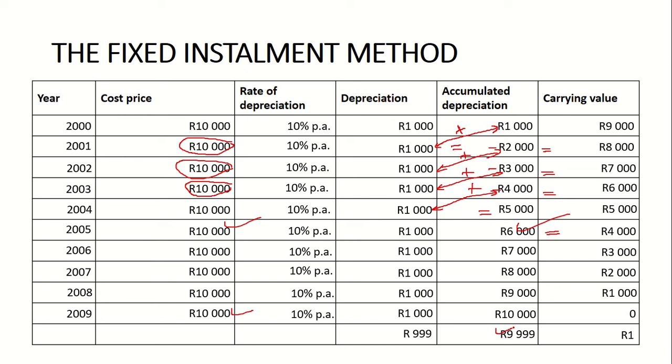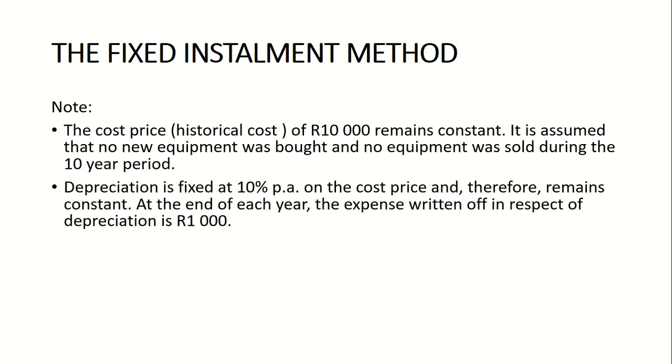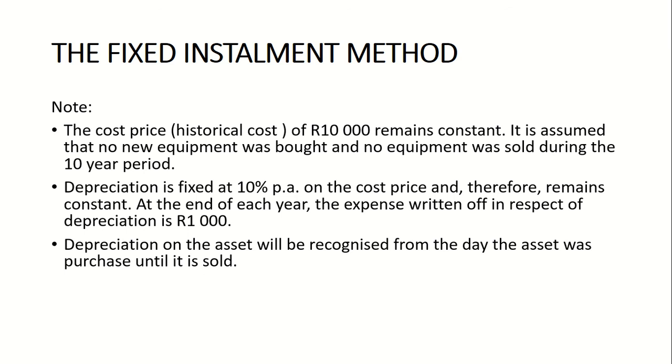Now, to limit your accumulated depreciation, you had to make sure that your depreciation for the last year of usage will simply be equal to 999, which is an annual depreciation of 1,000 minus 1. We will get to that in detail later as we go. The cost price remains constant, which is at 10,000 rand. Depreciation is also fixed at 10%, so to calculate that depreciation, you take 10,000 multiplied by 10%, which is 1,000 rand. Always under the cost or the fixed installment method, you will always take the cost price and multiply it by the depreciation rate.